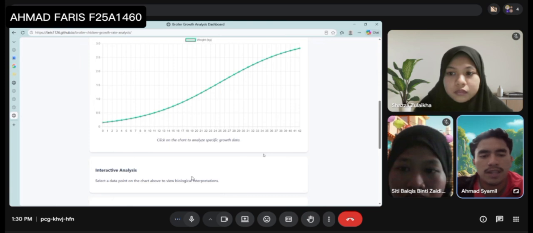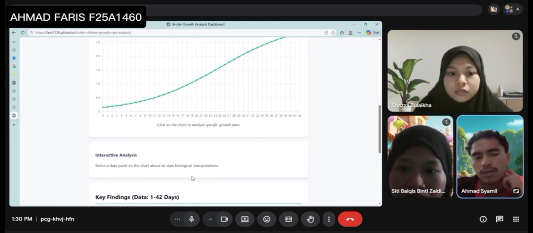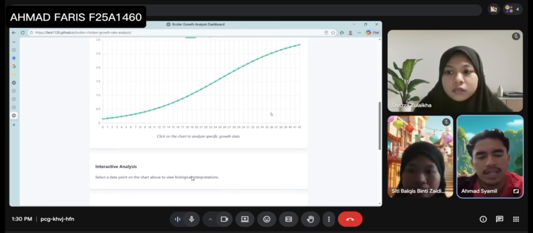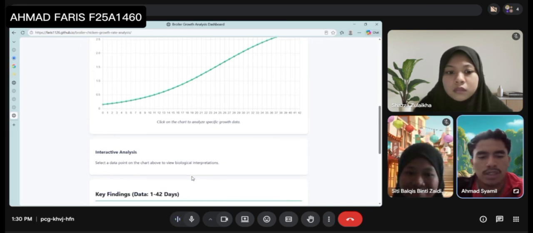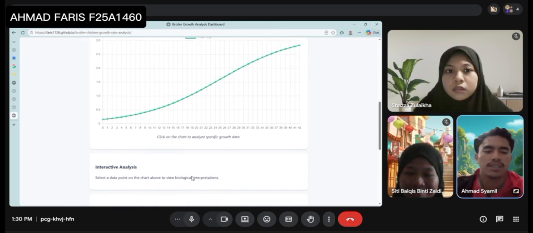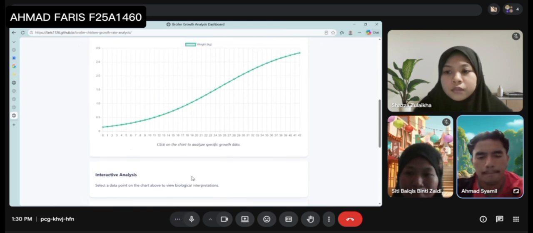The derivative tells us the slope of the growth curve. A larger derivative means faster weight gain, and the highest derivative value indicates the day of maximum biological performance. This information helps farmers determine when chickens require the greatest nutritional support and management attention.